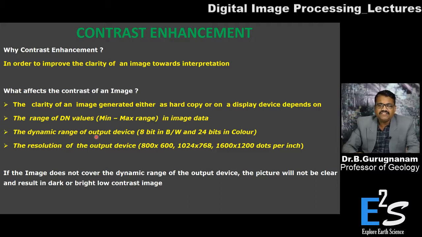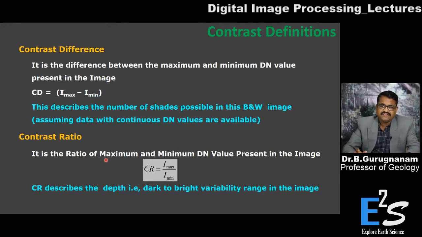The dynamic range output, this is called DR. The dynamic range output again will increase, either in 8-bit black and white or 24-bit color images. The resolution of the output device will double by using this contrast enhancement. And what is contrast difference? The contrast difference is the value between maximum minus minimum.